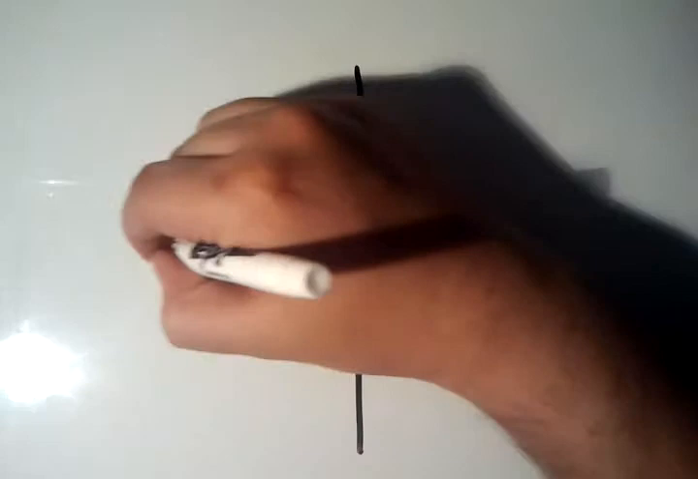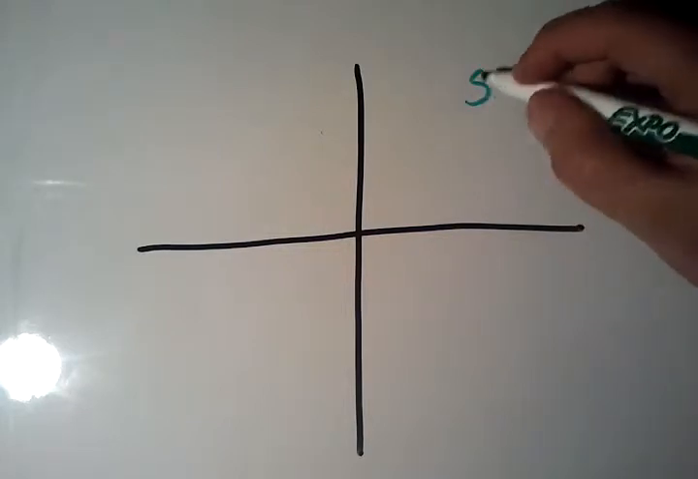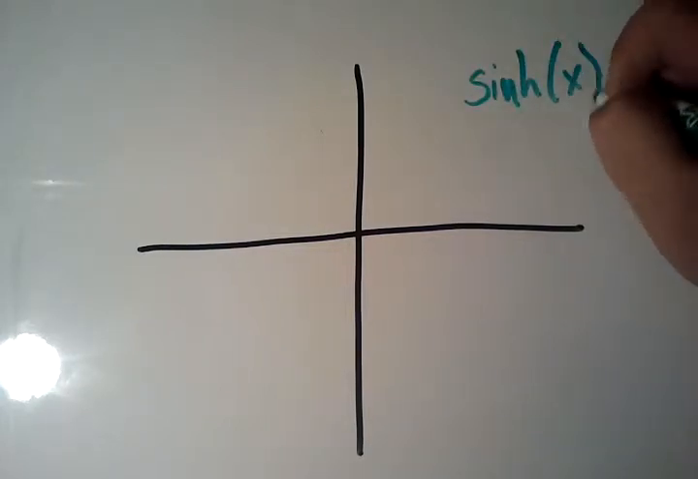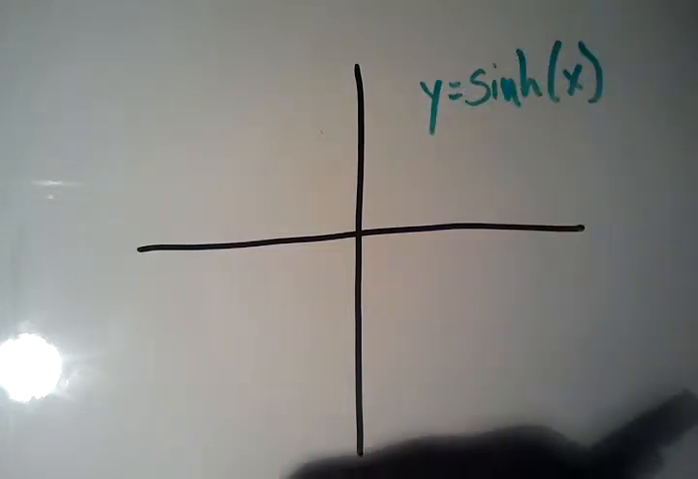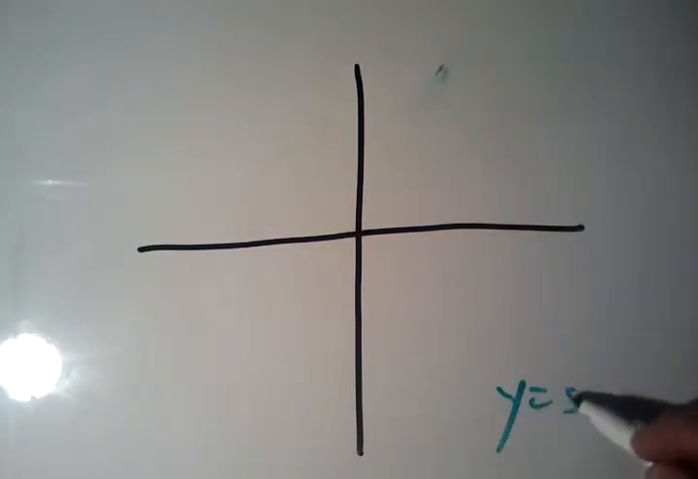So here are our coordinate axes. And let's start by drawing sinh of x. So we're going to draw y equals sinh of x. I'm going to actually write it down here because I need that room. So y equals sinh x. So let's look at y equals sinh x.